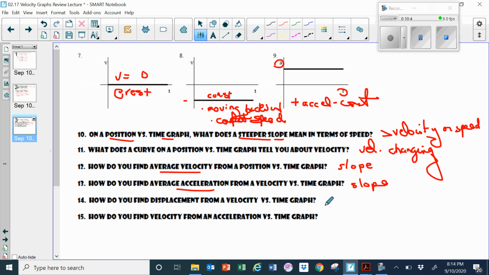Okay, so how do you find the displacement from a velocity time graph? Well, you look at the area under the graph. We did that last week. And then the last one, how do we find the velocity from the acceleration versus time graph? Well, again, same thing. It's the area under the graph.